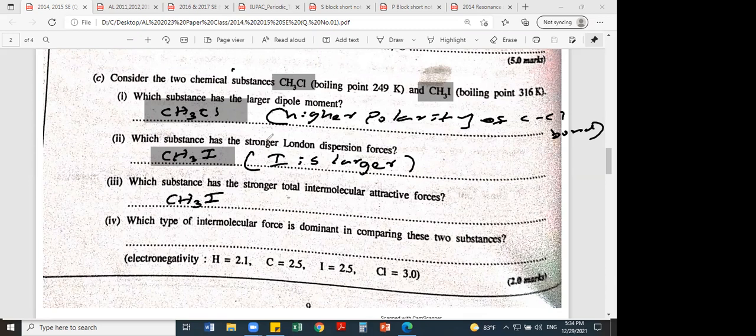What are the other terms used for the London forces? Dispersion forces. London dispersion forces, sometimes we call it London. What is the other term? Induced dipole or instantaneous dipole. Induced dipole interaction. So the reason is London dispersion force. Just write London force, that is also accepted in the exam. Or you can write induced dipole.